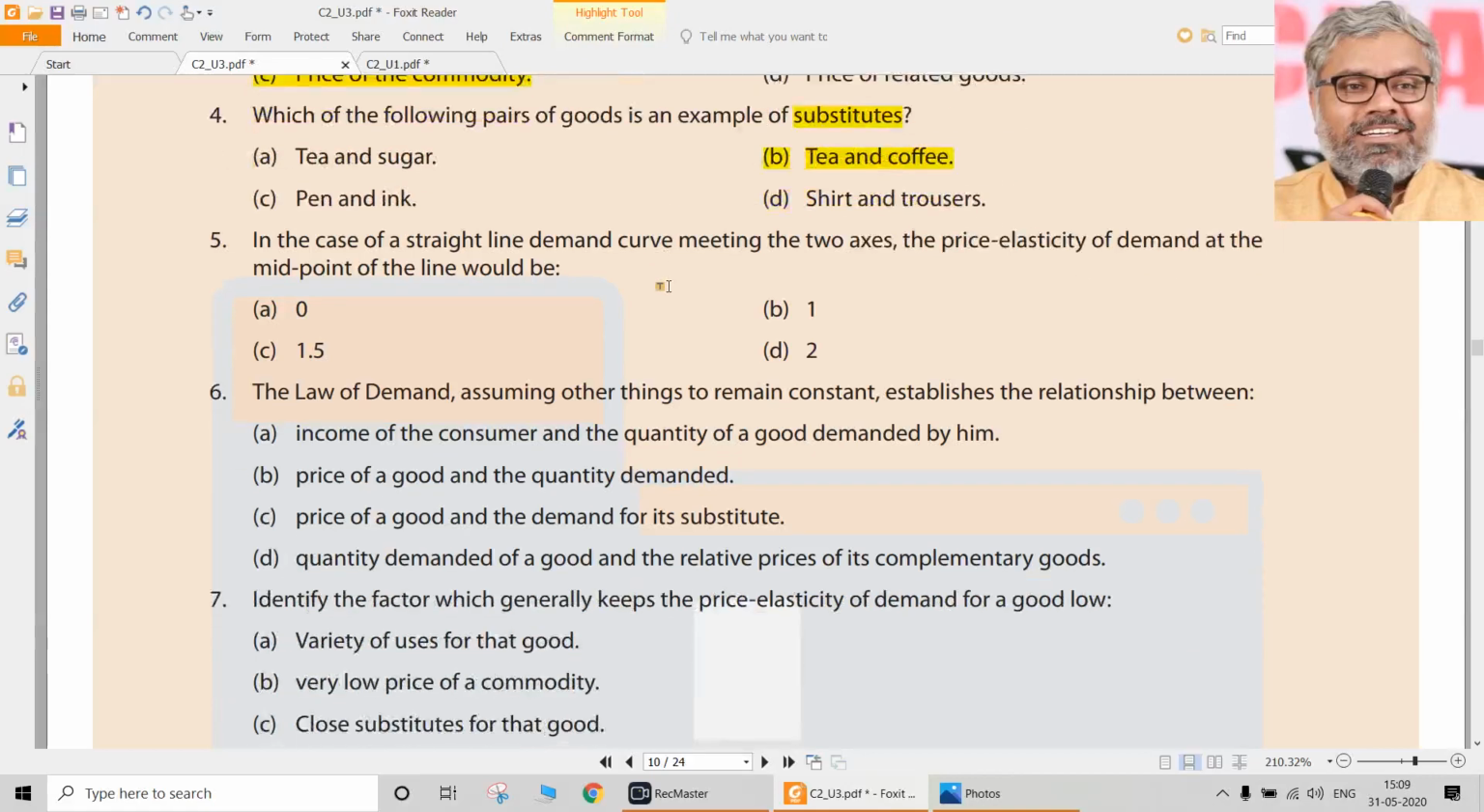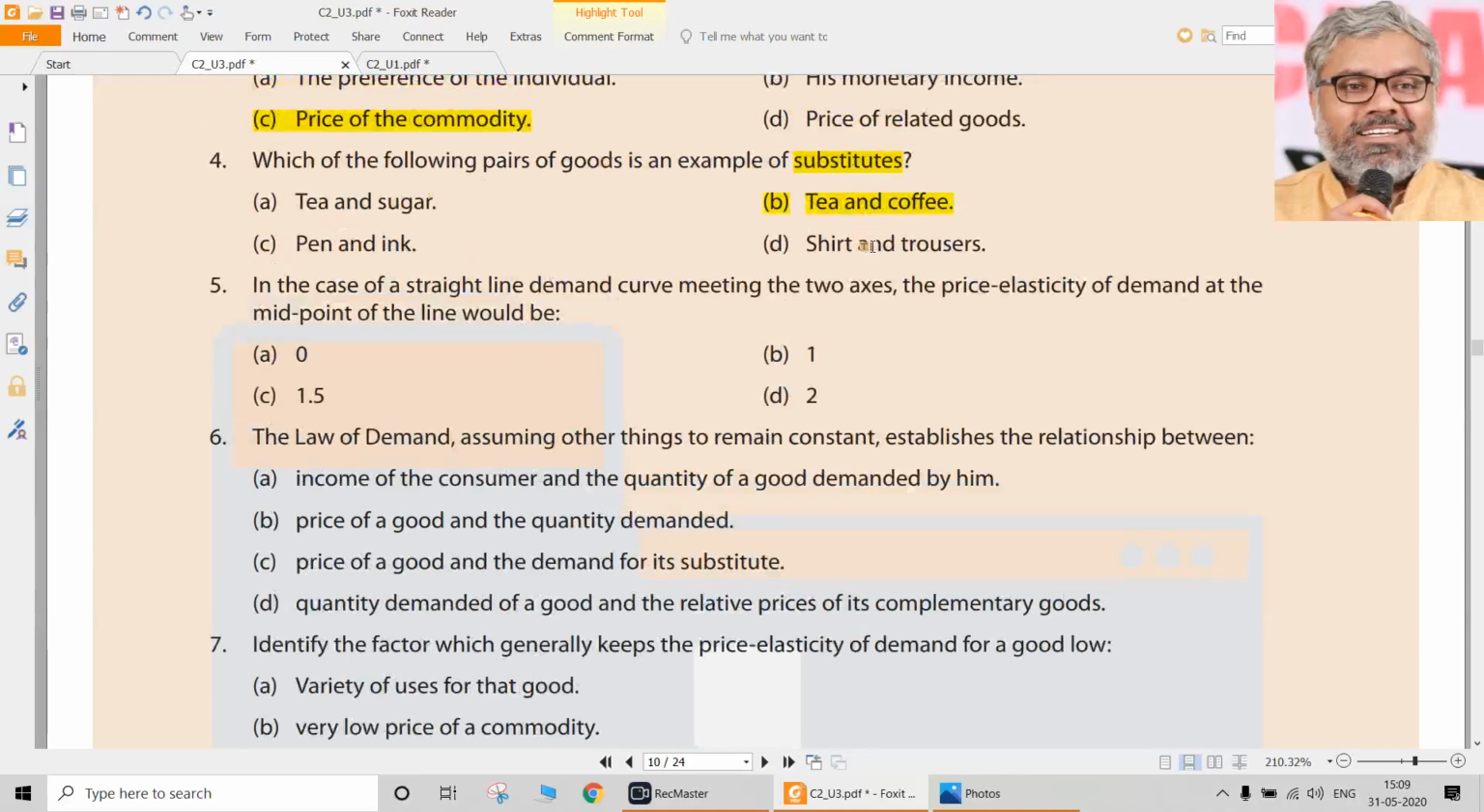Are they really perfect substitutes? Maybe not, but we don't care about it. As far as these four options are concerned, are they substitutes? Yes, they are substitutes. And are these also substitutes? No, definitely they are not substitutes. Nobody can have tea powder instead of sugar in making anything. Not possible. These two are not substitutes, and vice versa. In the same way, pen and ink are not substitutes, shirt and trousers are not substitutes, that is for sure.